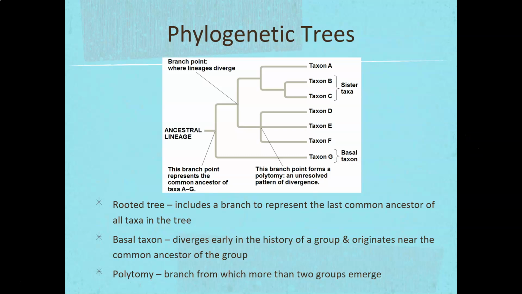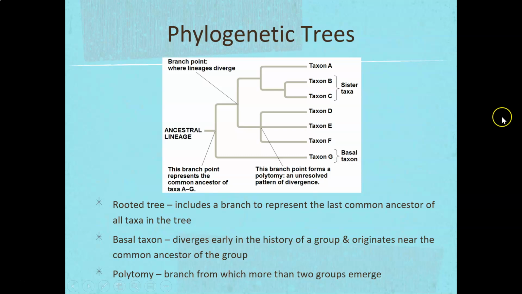We can talk about rooted trees. These include a branch to represent the last common ancestor for all of the taxa in the tree. So this would be, in this particular example, a rooted tree back to the common ancestor to everybody in this particular example. And then your basal taxon, or you may come across this term as an outgroup, is the one that would have diverged first compared to everybody else in the tree. So it's sort of the oldest organism known in that tree and would thus share the least amount of common characteristics with everybody else in that particular group.